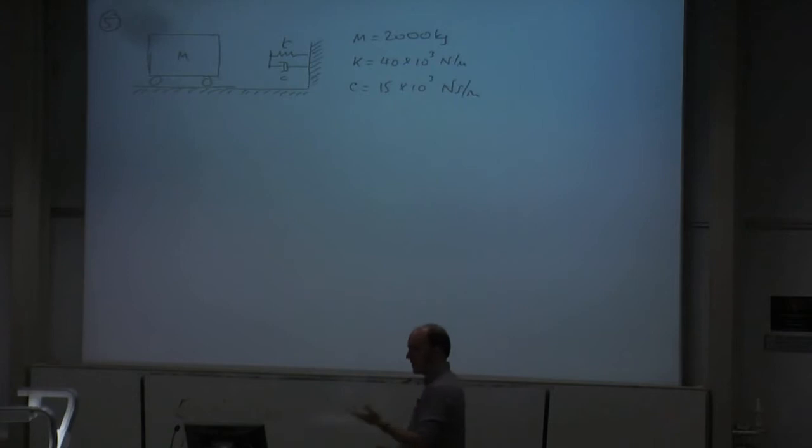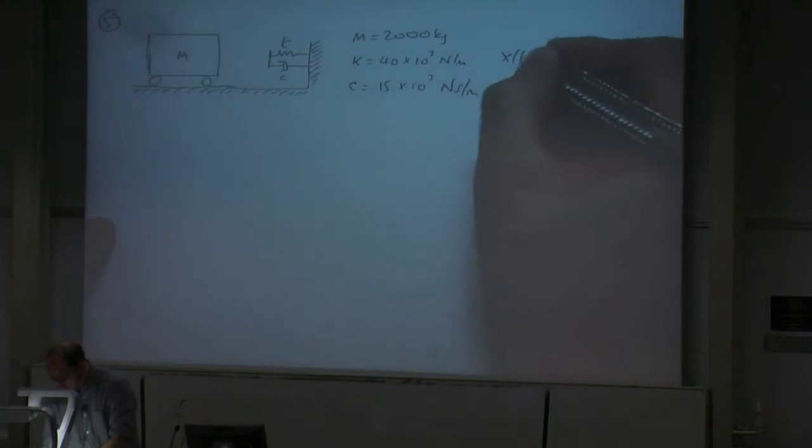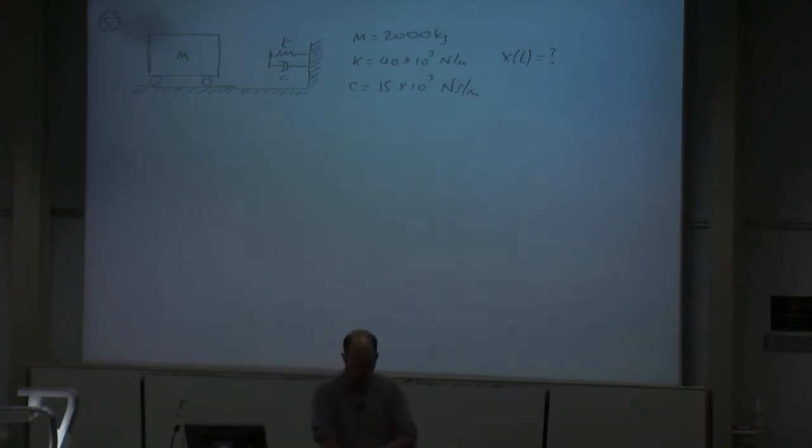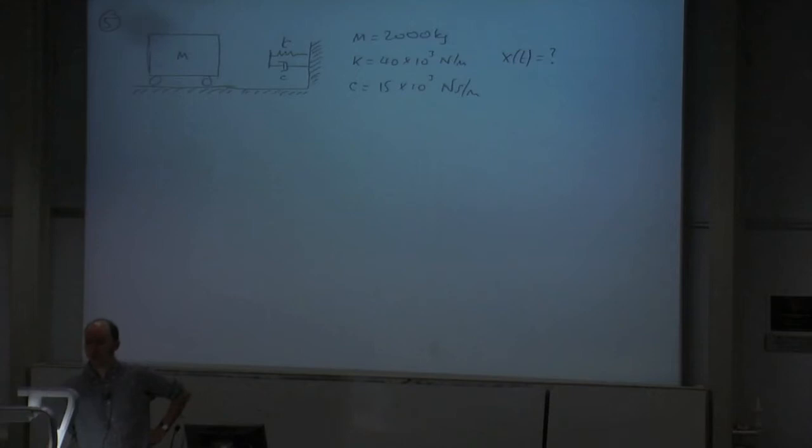Now we've been asked to find x of t. There are a couple of ways we can solve this. There's an easy way and a hard way. I shall do both, because they're both just as valid as each other. One of them involves using the alternative form, the other one doesn't. So let's do it the easy way first.